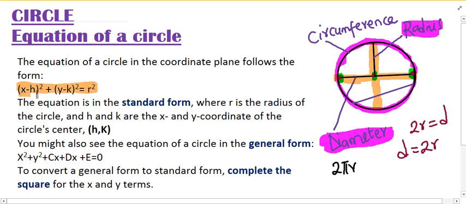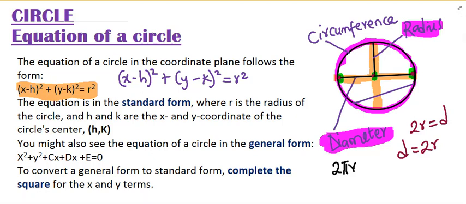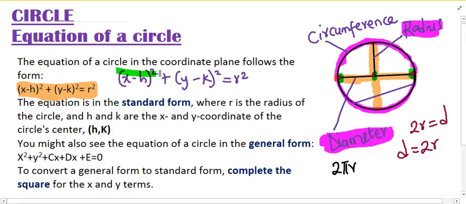It goes with the formula that says (x minus h) all squared plus (y minus k) all squared equals r squared. We're going to be working with this formula, so please try to memorize it. The equation is in the standard form. Whenever you see the equation of a circle in this form, we say it is in the standard form.